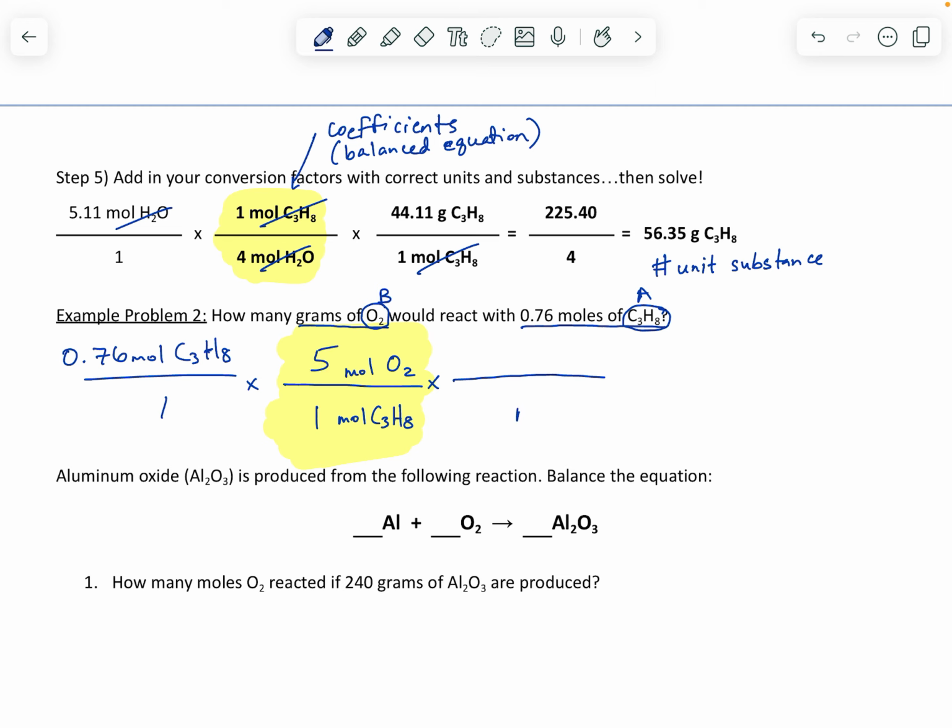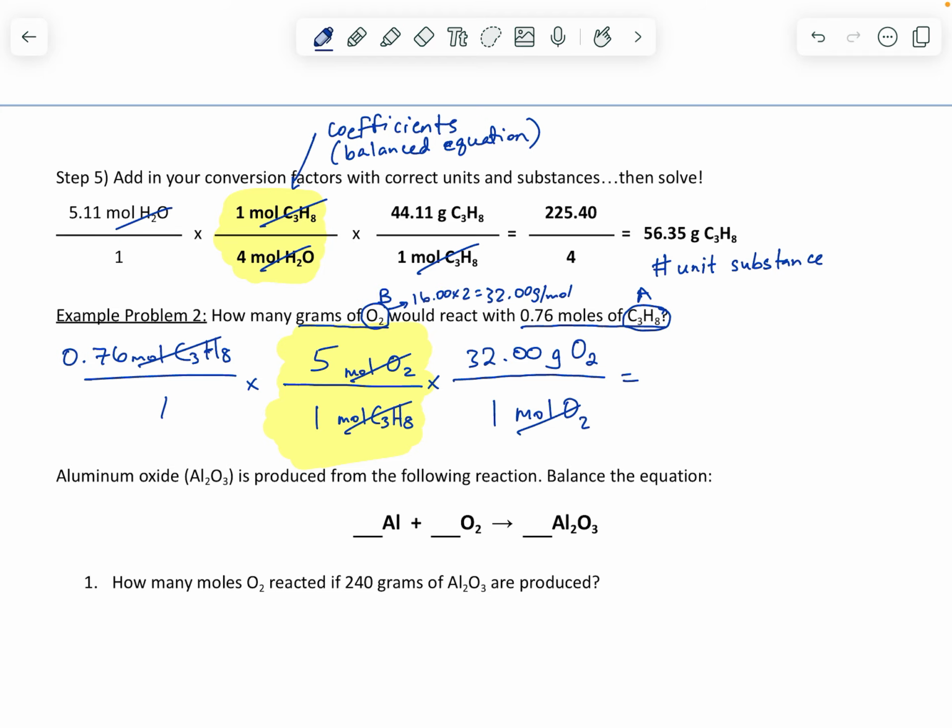Now in this next step, moles of O2 go on the bottom to cancel out, and grams of O2 is what I will end with. Now, of course, because we're talking about grams and mass, I need to figure out what the molar mass is of this. Well, 16 times 2 gives me 32 grams per mole. So that's how I know for every 1 mole of O2, there are 32 grams of O2.